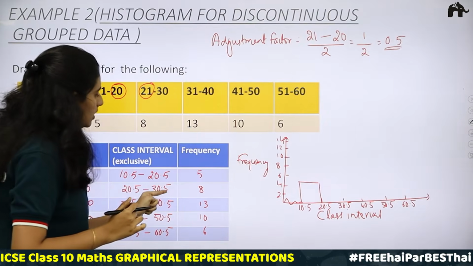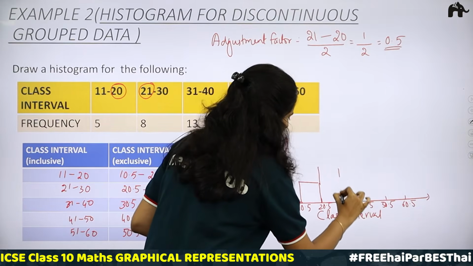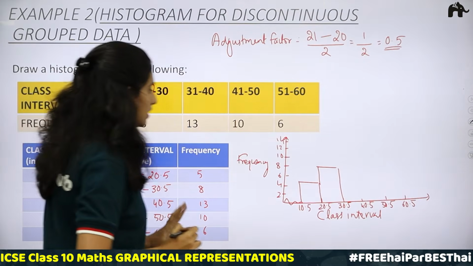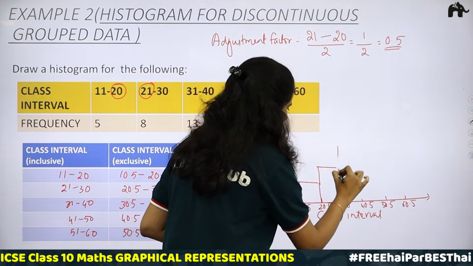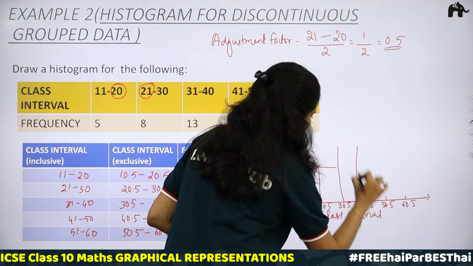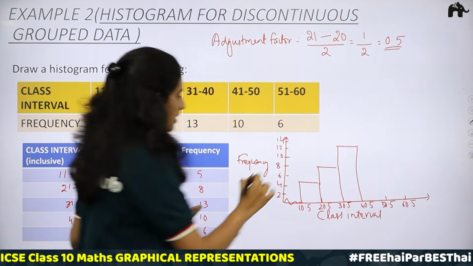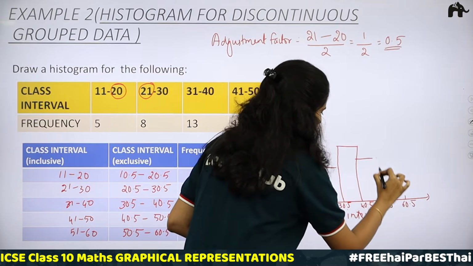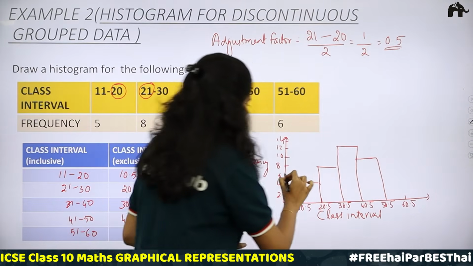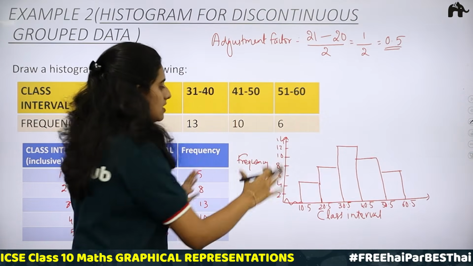Next, 20.5 to 30.5, it is 8. Where do we have 8? Here we have 8. Okay. Next, 30.5 to 40.5, we have 13. 13 is here. Okay. Between 12 and 14, we will be having 13. Next, 40.5 to 50.5, we have 10. Here we have 10. Okay. Next, 50.5 to 60.5, it is 6. So, here we have 6. Okay. So, this is the required histogram.